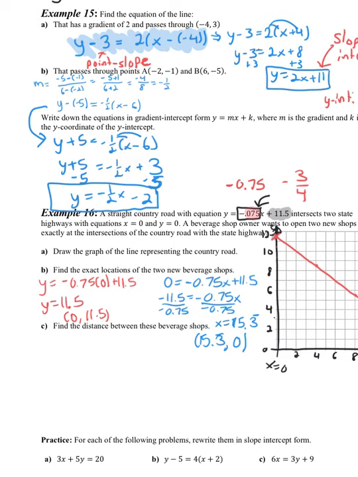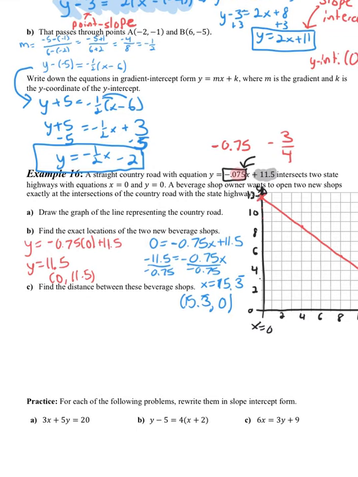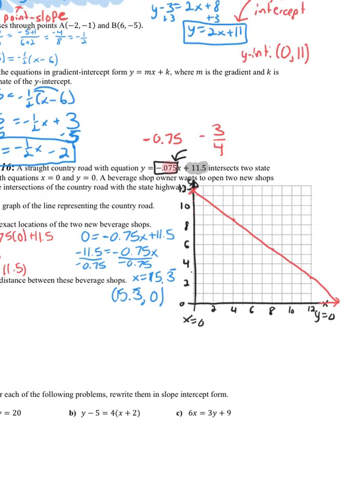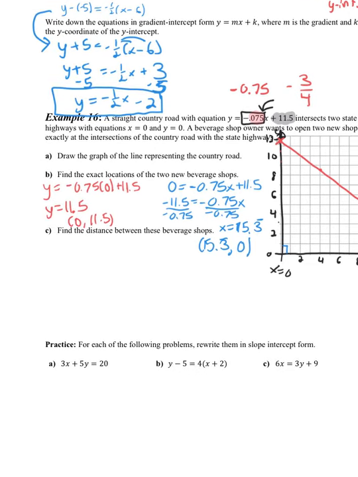And then part C says find the distance between these beverage shops. So distance, we would use the distance formula, which would be given to you on an IB exam. Another way to remember the distance formula is it's like the Pythagorean theorem, right? We have a triangle here, and you technically know this side and you know that side. So you could do an a squared plus b squared if you wanted to here.